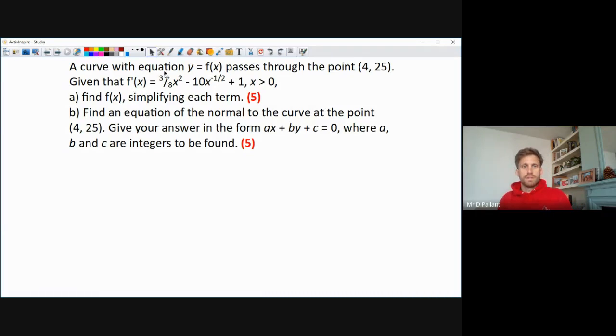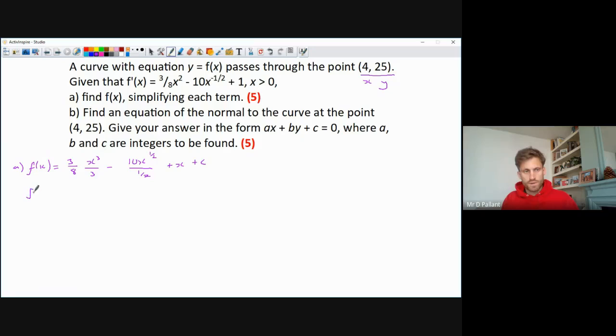Right, so number 1 here. So we've got an equation. It passes through this point here, x and y, and we've been given the differential, and we're trying to find f of x. Okay, so we're going to need to integrate this. So f of x must be 3 over 8 of x cubed over 3, minus 10x to the 1/2 over 1/2, plus x plus c.